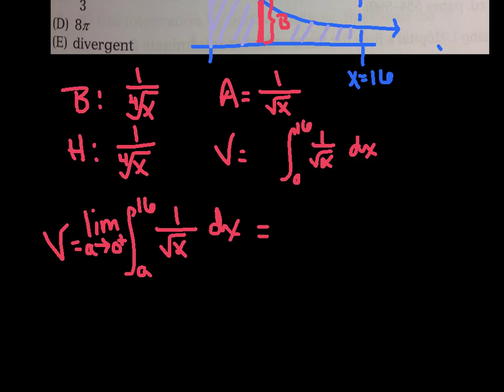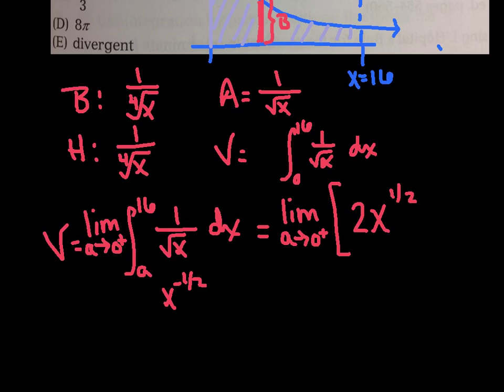Alright, how does that then look? We've got the limit as a approaches 0 from the right side. Now my antiderivative, and you can rewrite this as x to the negative 1/2 if you want and then integrate it, is going to be x to the positive 1/2 times a coefficient of 2.